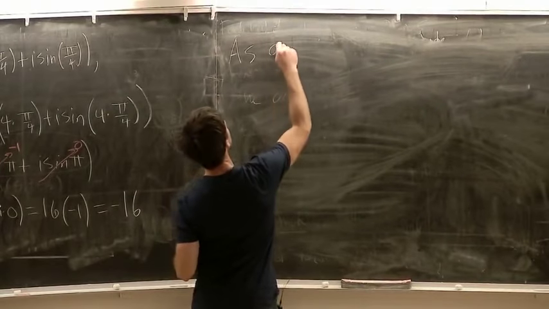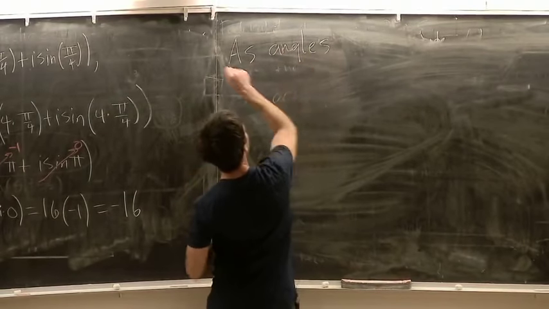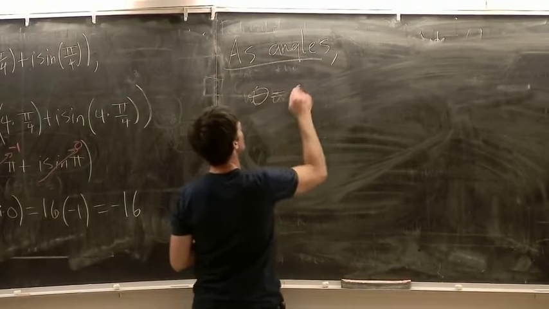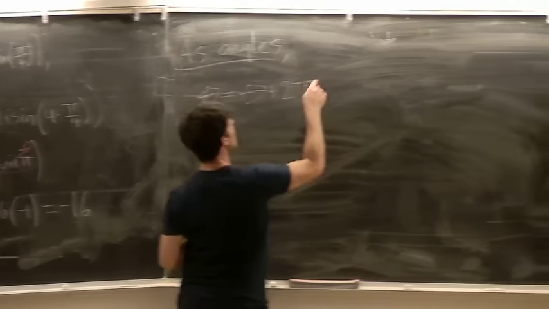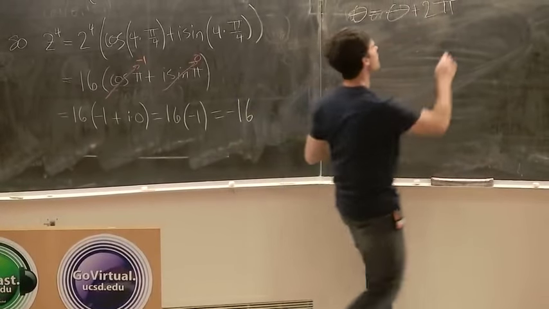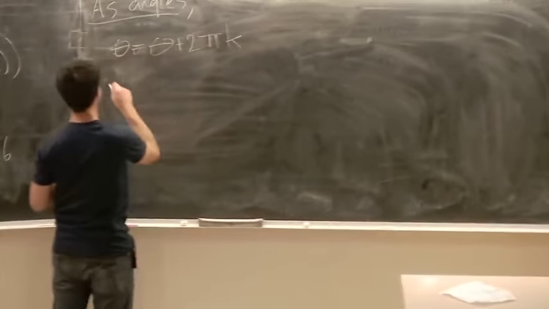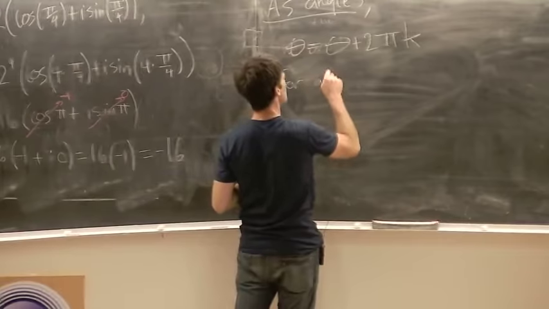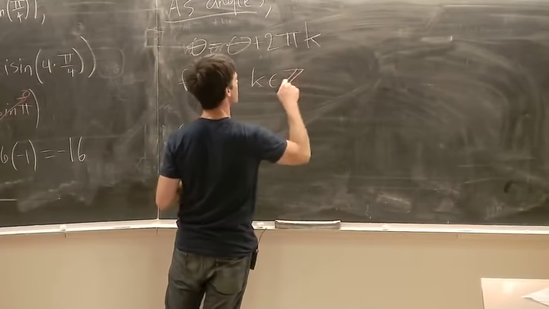So as angles, theta is always equal to theta plus 2 pi. In fact, any integer multiple of 2 pi, for all integers k.